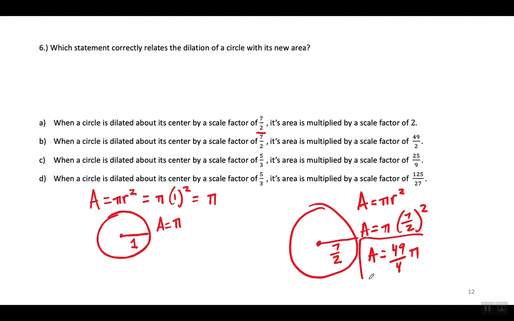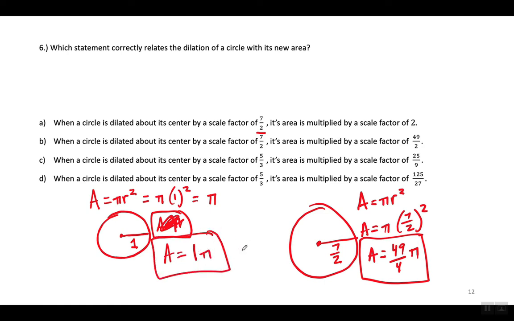All right, so let's compare this new area to this area. What do I multiply this area by to make it 49/4 pi? What number is here? There's an invisible 1. Let me write that better. There's an invisible 1 here. So 1 times what gives me 49/4? 1 times 49/4. So when this circle is dilated by a scale factor of 7/2, its area is multiplied by a scale factor of 2.